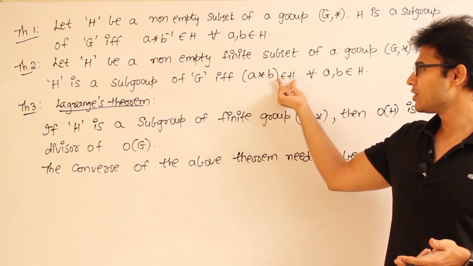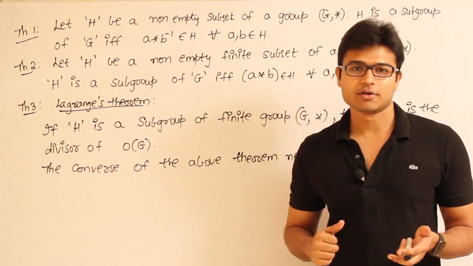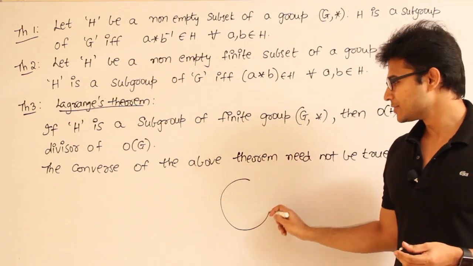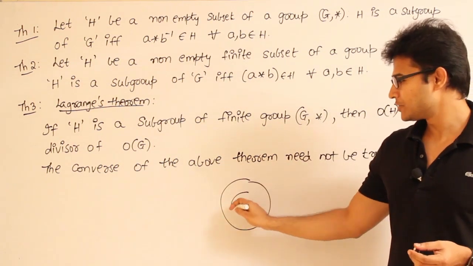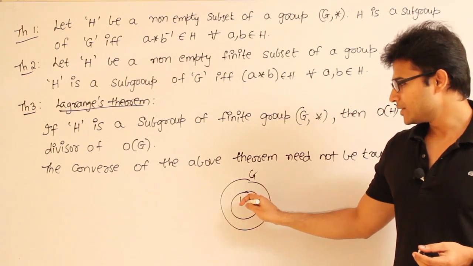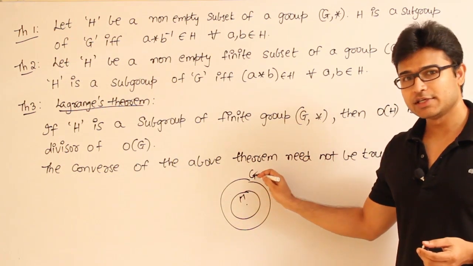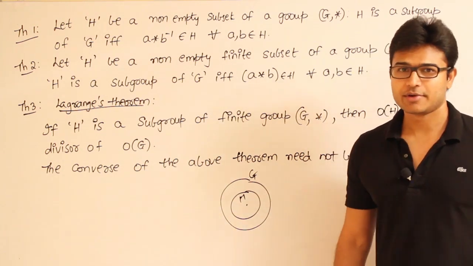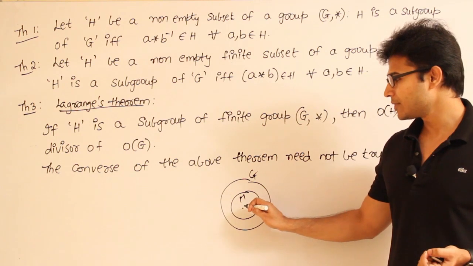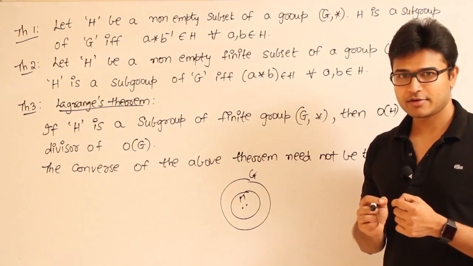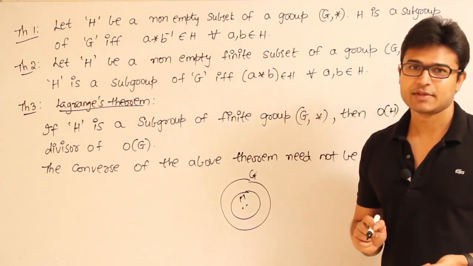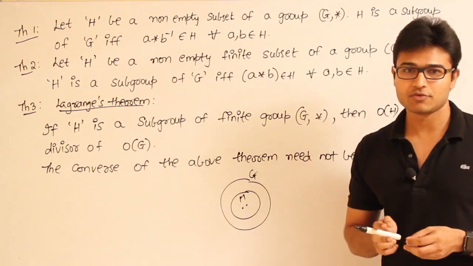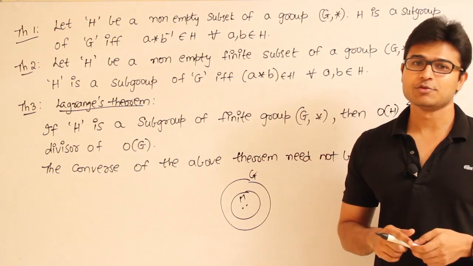If A star B belongs to H means it should be closed, right? So what I mean to say is, you have a group G and you have a subset H, and now this H is a subgroup of G only when H is closed under the operation. If you take any two elements from H and if you try to apply star, then the result should also belong to H. If you can verify it, it is enough. So using this theorem, this is the simplest way to find out whether a subset is a group or not.